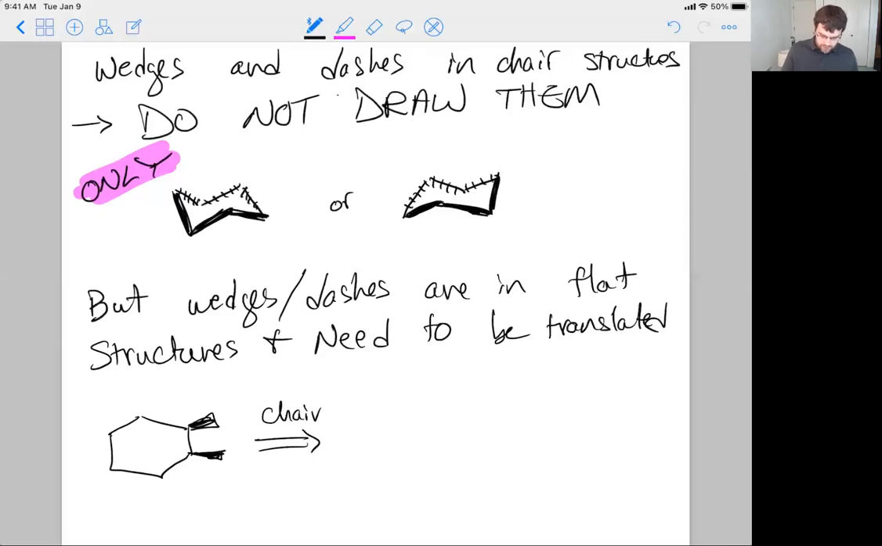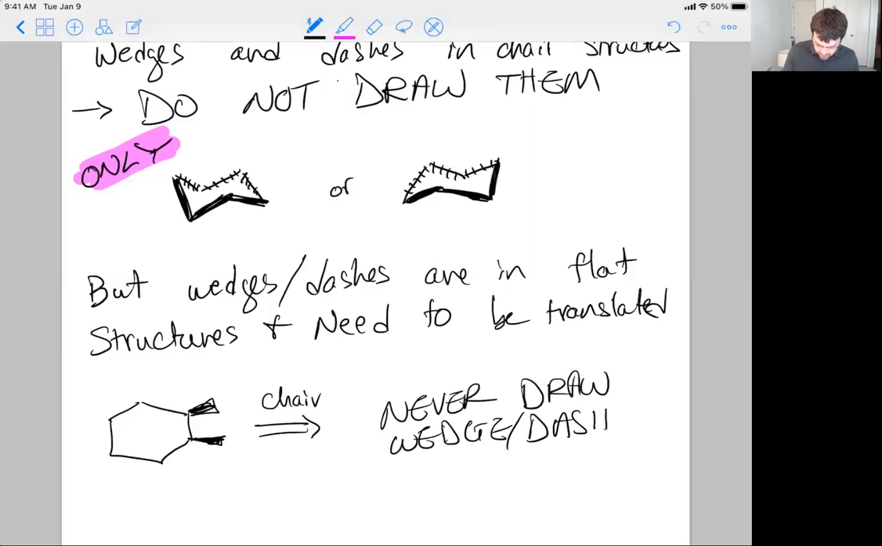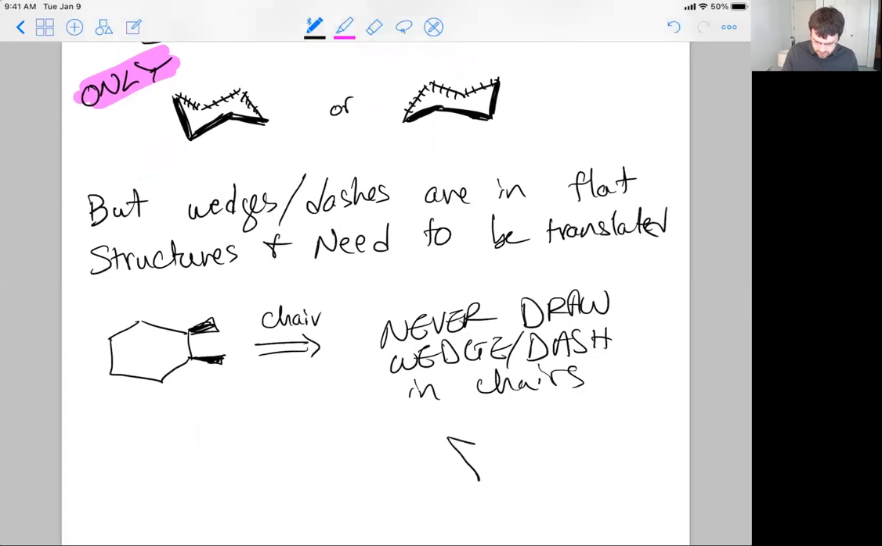So the chair, and we'll get to this later, we'll show this later, but we never draw wedges and dashes in chairs. That is to say, if I do something like this, where I draw a wedge and a wedge for like axial and equatorial positions, that is incorrect. Our substituents that are directly attached to the ring should not have wedges and dashes in our chair structures. That's an important point to make.